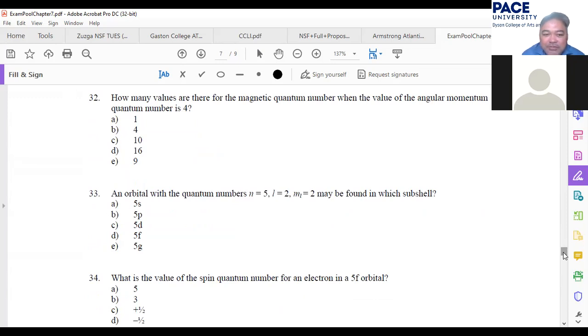Okay? So how many values are there for the magnetic quantum number when the value of the angular momentum is equals to 4? Anyone? What is your answer? How many values are there for M sub L when the L value is equals to 4? So that will be 4 times 2 plus 1. And the answer is E.